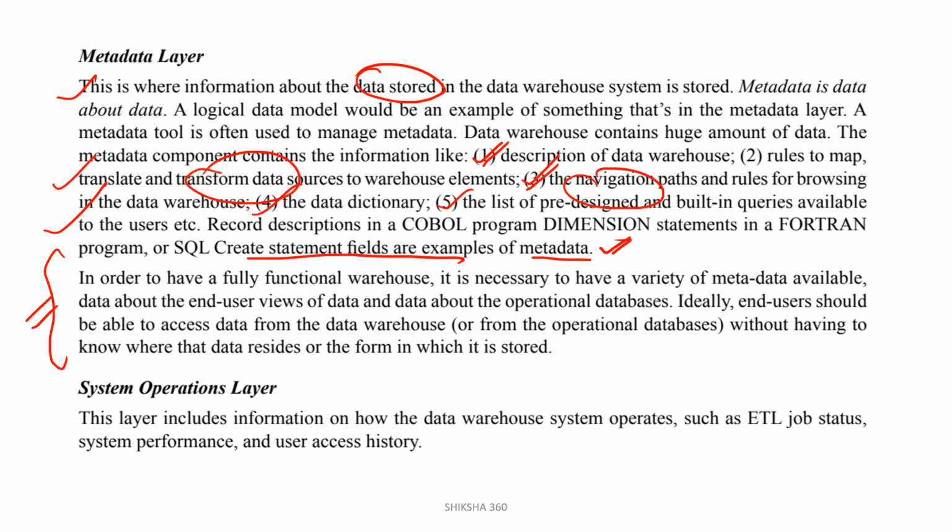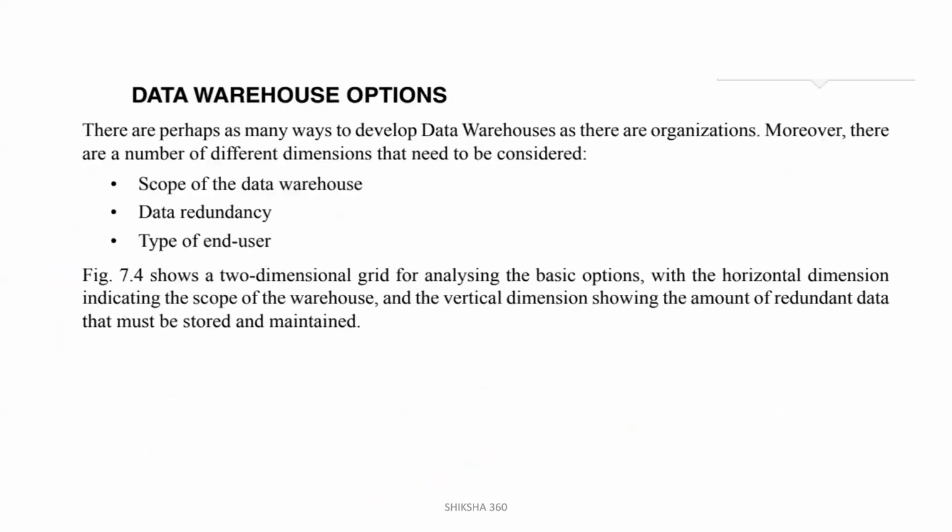So next one, that is the system operations layer. This layer includes information on how the data warehouse system operates, such as ETL job status, system performance, and the user access history. Clear? So which layer? That is the system operations layer. It includes information on how the warehouse system operates, such as the ETL job status, system performance, and the user access history.